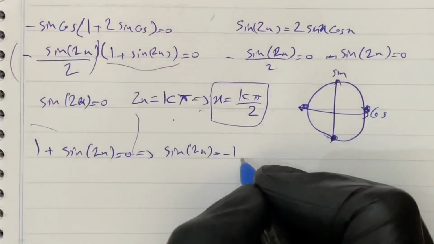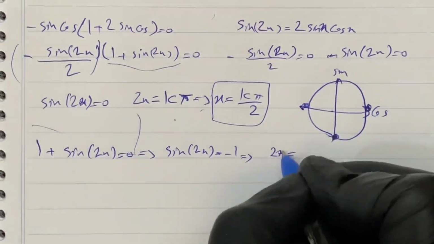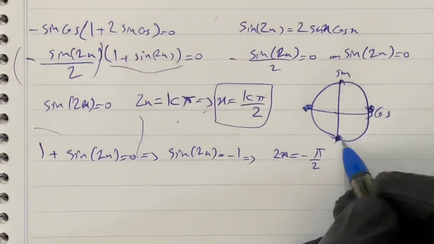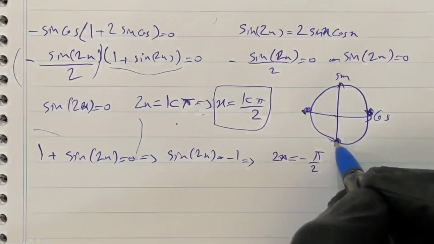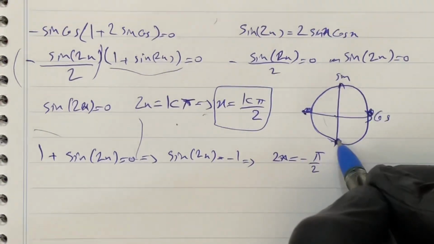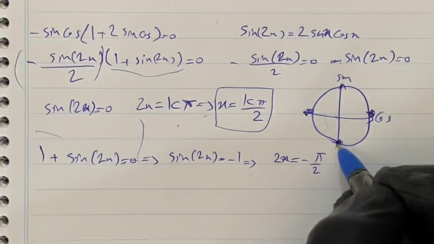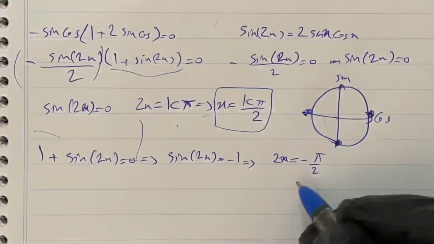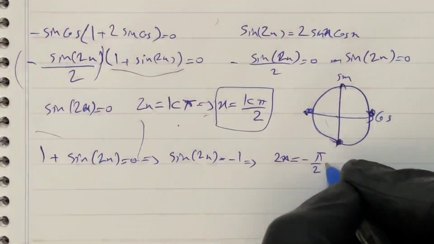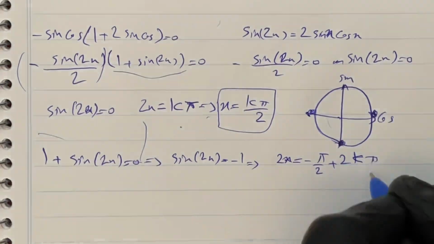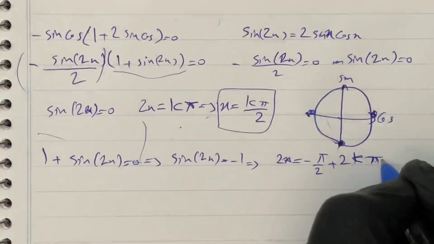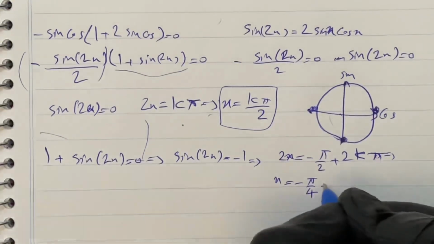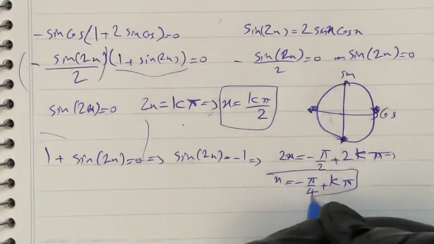So we would have 2x equals minus π over 2, but plus 2kπ, because the only place that has a sine of -1 is here, so we should have a 2kπ, so it again and again comes here, doesn't stop anywhere else. Negative π over 2, and then another 2kπ, which will again circle around and come here. So our x would be negative π over 4 plus kπ. This is our second answer.